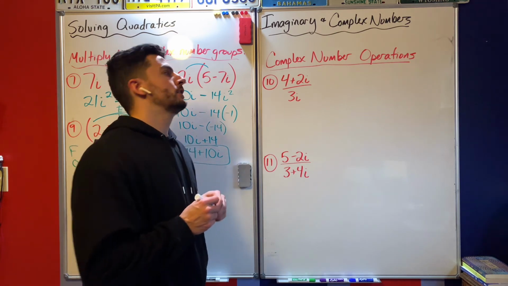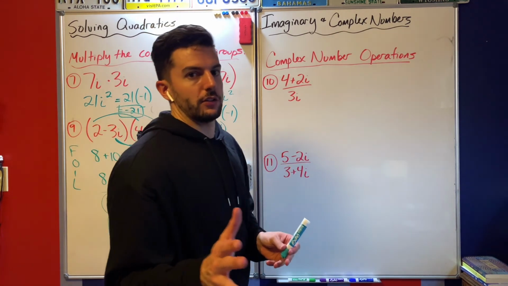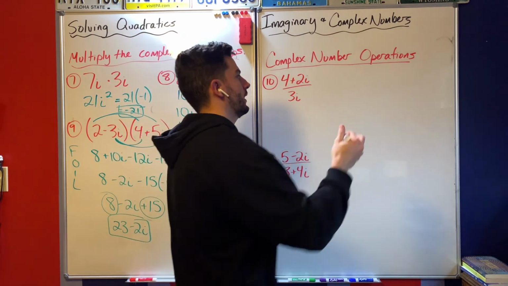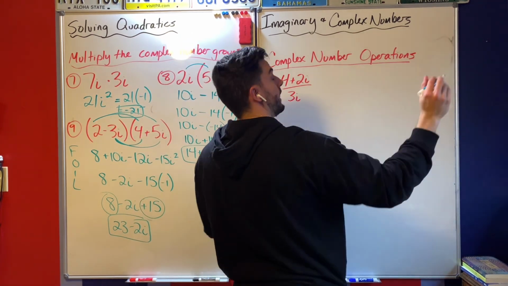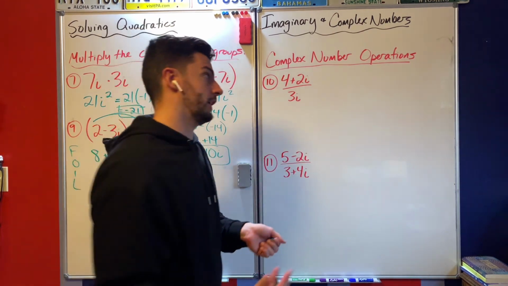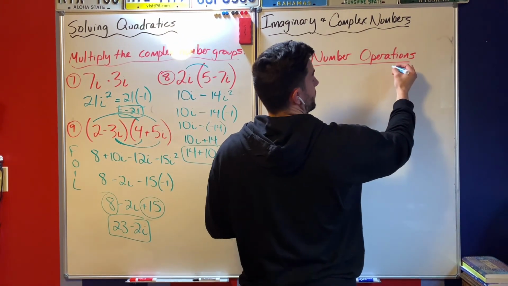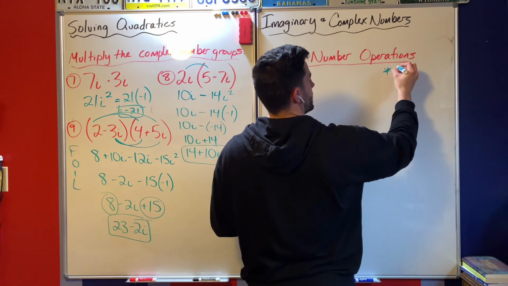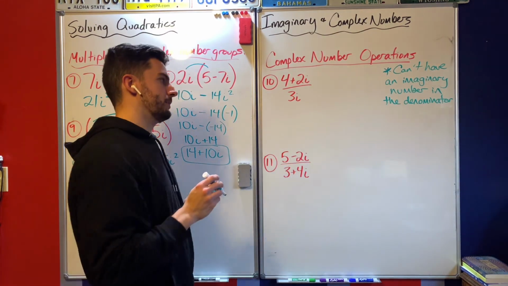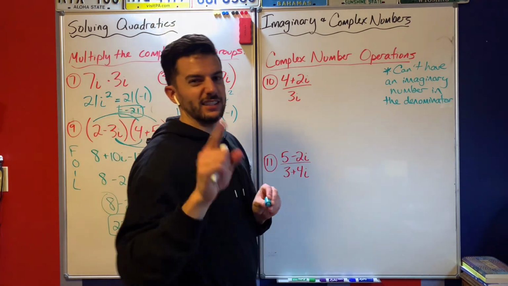Now, I'm not going to go into it because I know this is a long video so far, but basically there's a rule that says we cannot have an imaginary number in the denominator. I'm sure if you wanted to, you could look that up in another video to see why that's the case, but that's a rule. So we can't have an imaginary number in the denominator. Not allowed. It's illegal.